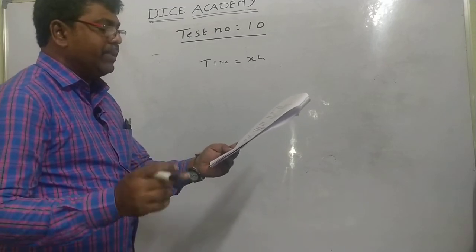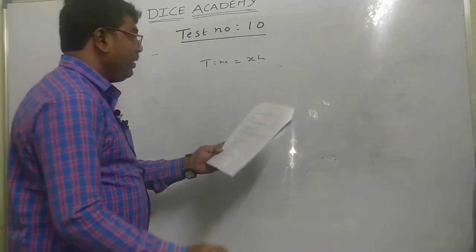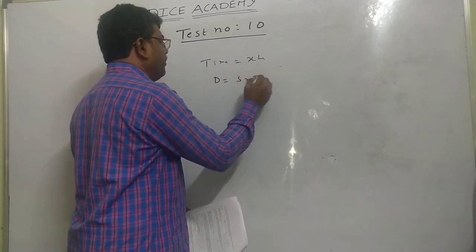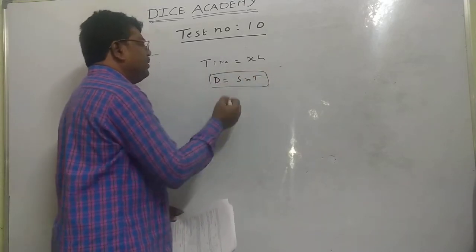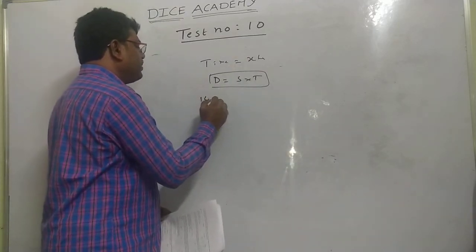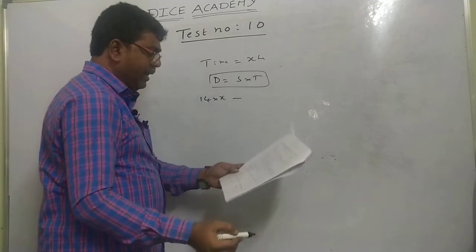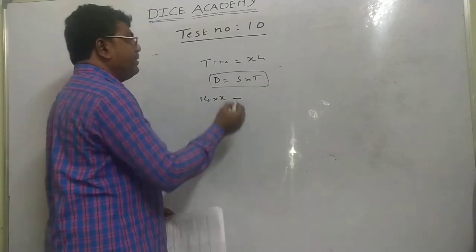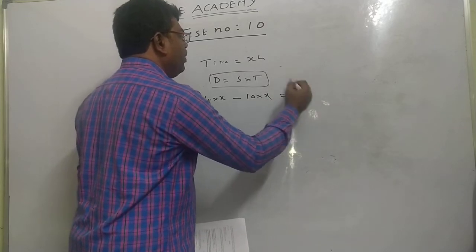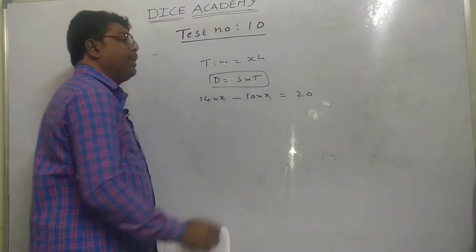So the difference is given as 20. What is the distance? The distance formula is distance equals speed into time. The first speed is 14 kilometers per hour with time x. That's why 14 into x, minus the second distance: the second speed is 10, the time is the same, into x. This is equal to the difference of distance, which is 20 kilometers.